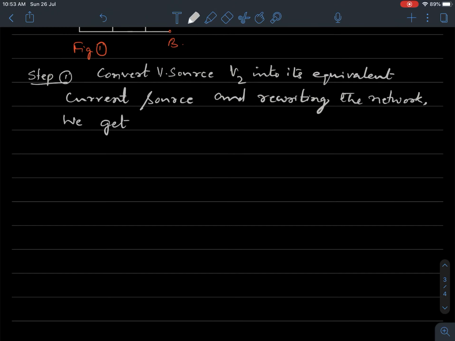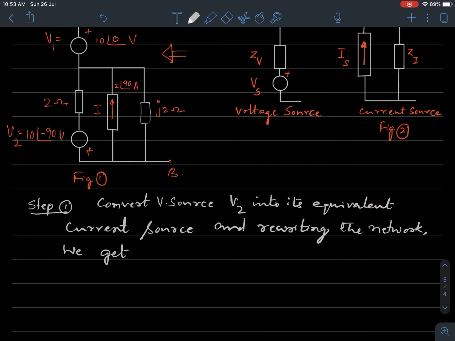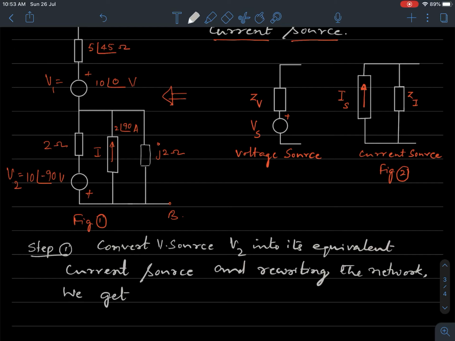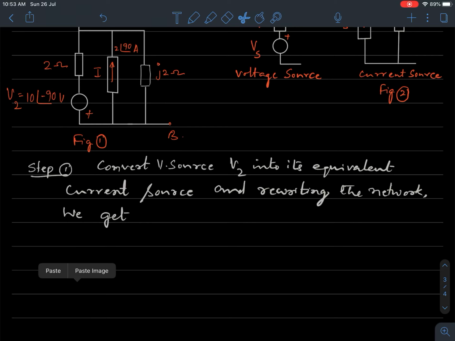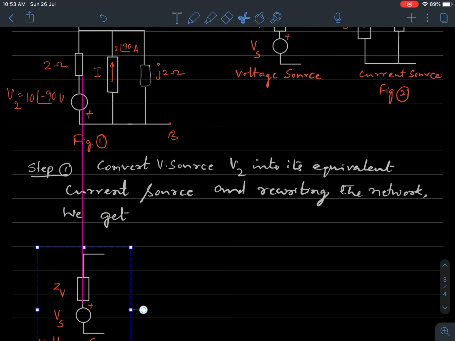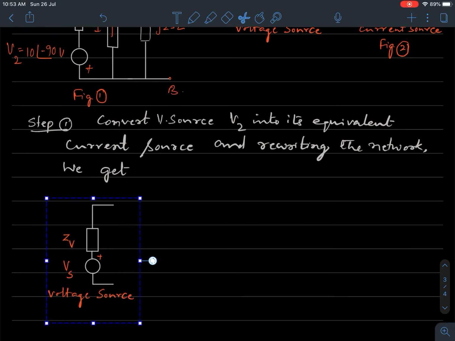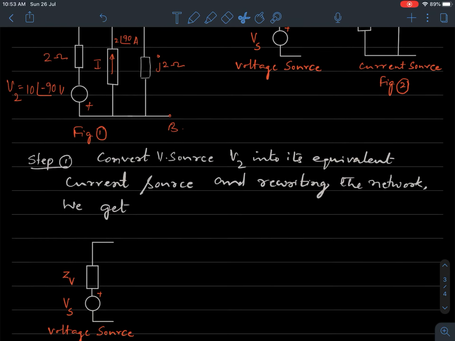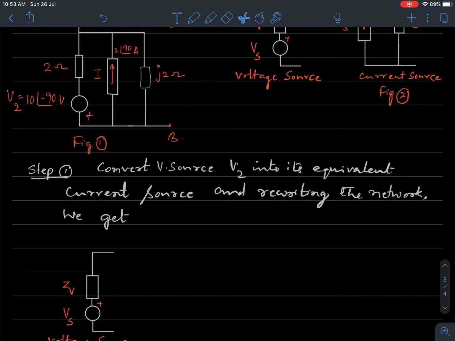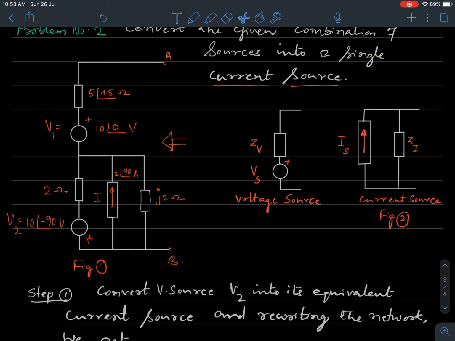We have to convert V2 into its equivalent current source and keep I as it is. So I will try to write the network now. To write the network, I'll make use of this because I have written one source. This I will copy, take it here, and paste. I have pasted one voltage source, that is as it is. I'll put the magnitudes.